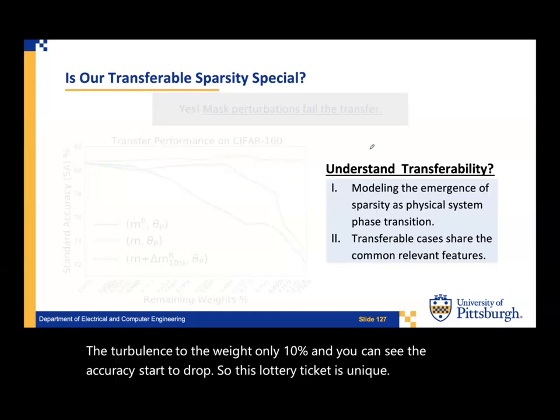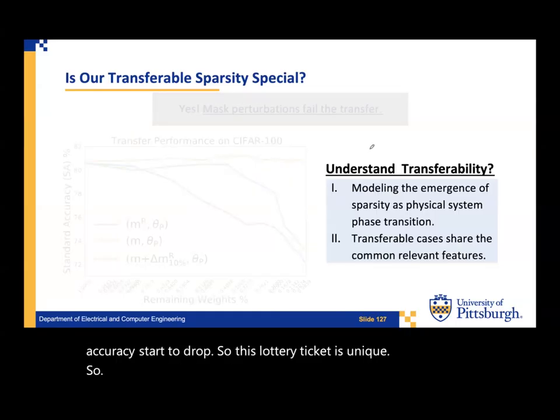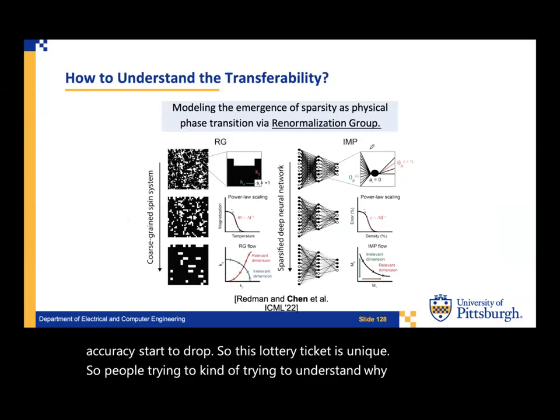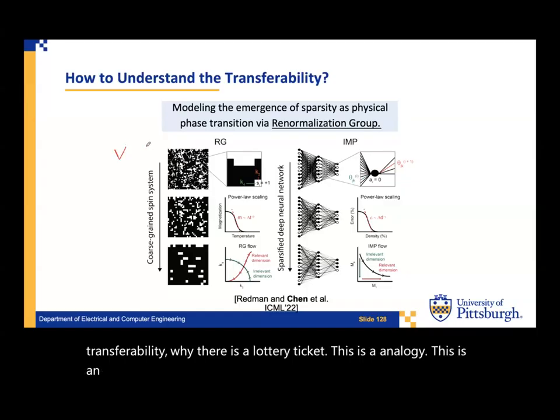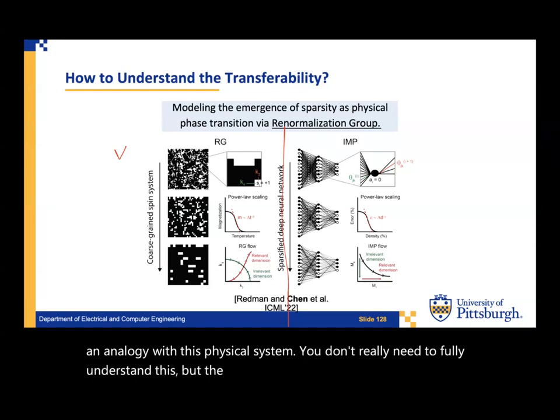People are trying to understand why there is transferability, why there is a lottery ticket. This is an analogy with a physics system. You don't really need to fully understand this, but the general idea is that in physics we have this renormalization group operation.